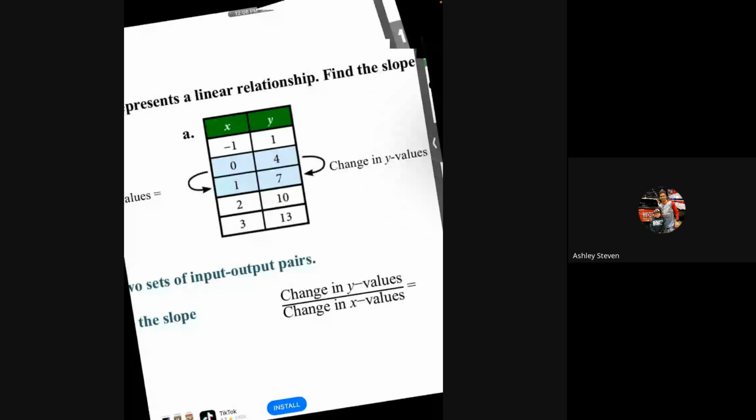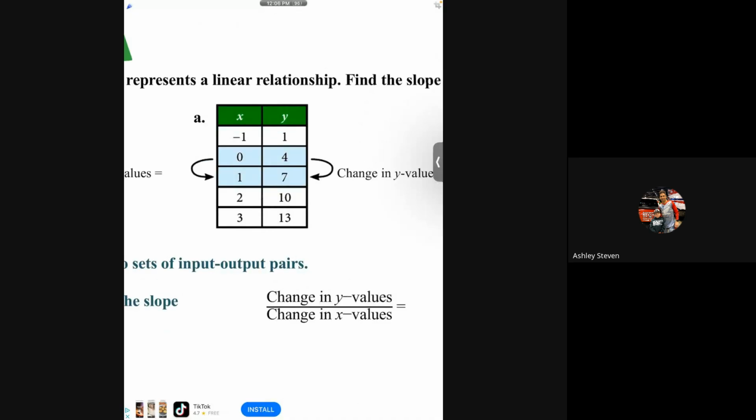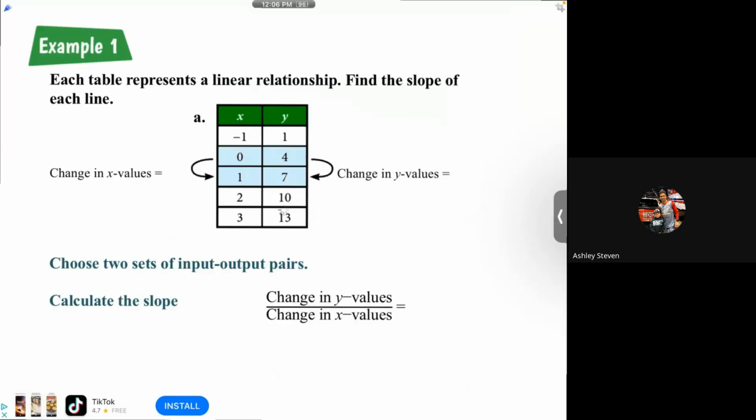You will go into algebra and you will learn about quadratic lines and exponential lines. Those are different, so those will not be a straight line. So you need to know that linear means it's a straight line. It's going up at a constant rate. Okay? So this is a linear table.